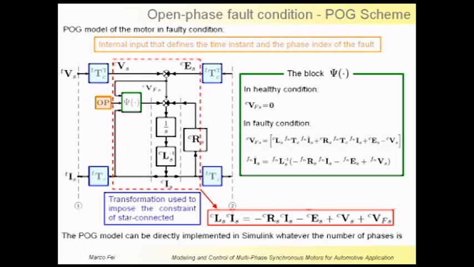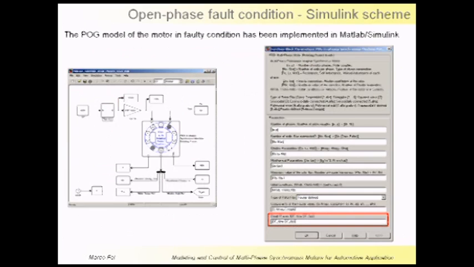So also this model can be directly implemented in Simulink, and it is independent of the number of faulty phases and the displacement of the faults. So this is the Simulink implementation of the model. Also, in this case, the model is masked, and this is the graphical user interface. Note that here the user can insert the time instant of the faults and the number of the faulty phases.